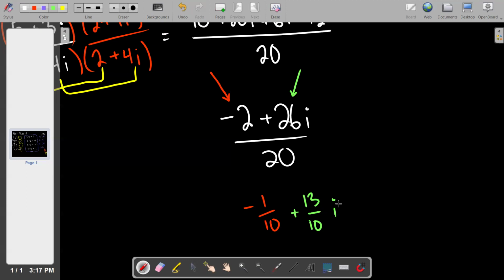So the moral of the story is we multiply the top and the bottom by the conjugate of the bottom, and then we simplify the top and then do the DDD, the double diagonal division, and call it a day.